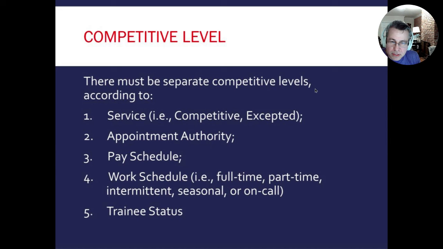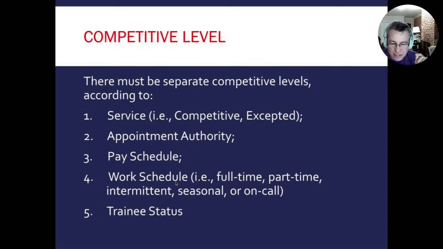So when they're determining your competitive levels, it has to be divided by service. Are you competitive service or accepted? Those political appointees, the appointment authority, the pay schedule, your work schedule, full-time, part-time, seasonal, on-call. So if in a RIF, when they put people on the retention register, the full-time people compete with full-time people, part-time with part-time. So a part-time person couldn't take a full-time person's job or vice versa.